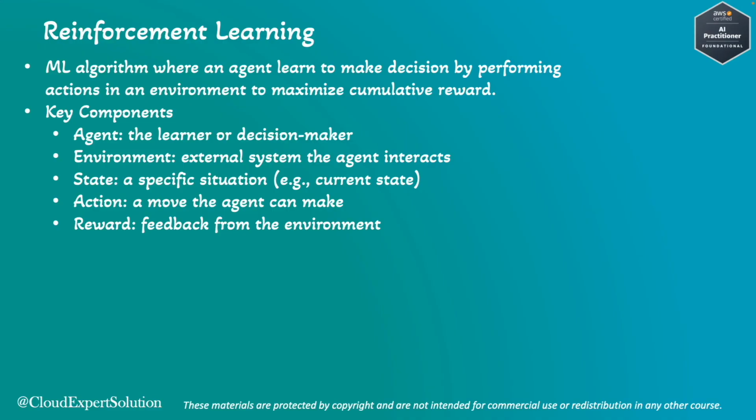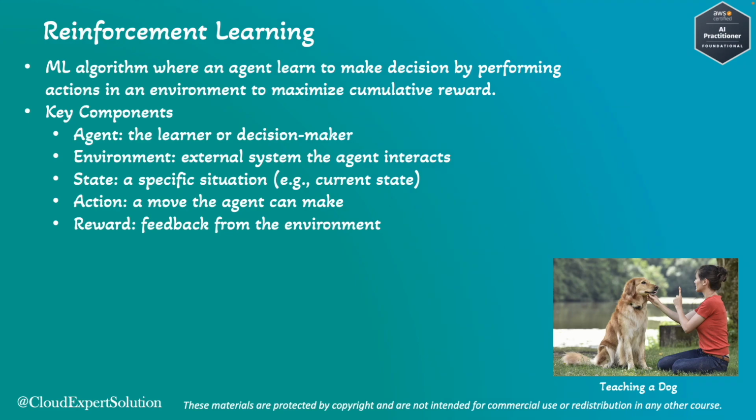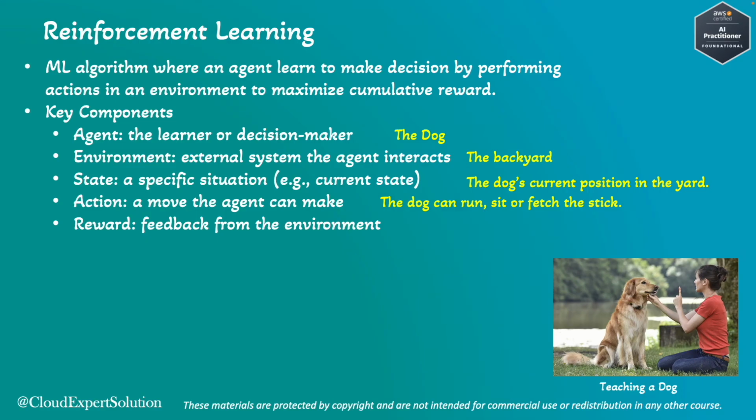Let me break down reinforcement learning for you, and I will explain with the help of a real life scenario. Imagine that you want to teach a dog to fetch a stick. In our case, the agent will be the dog. That means the learner is the dog. The environment could be your backyard where you are training the dog. The state could be the dog's current position in the yard. The action: the dog can run, it can sit, or it can even fetch the stick. And the reward: the dog will get a treat if it fetches the stick correctly.